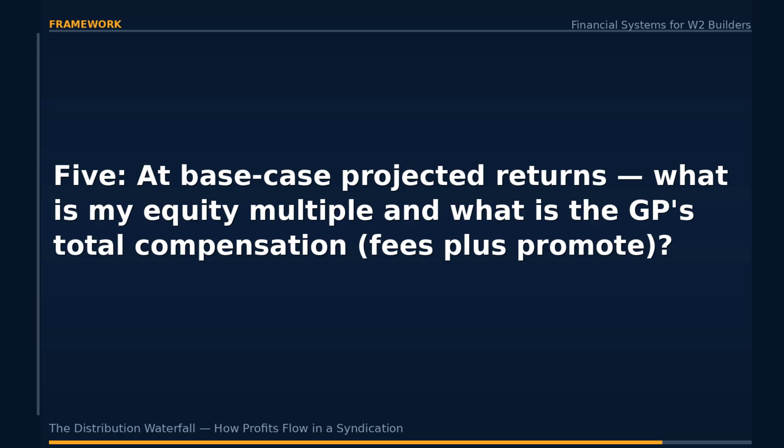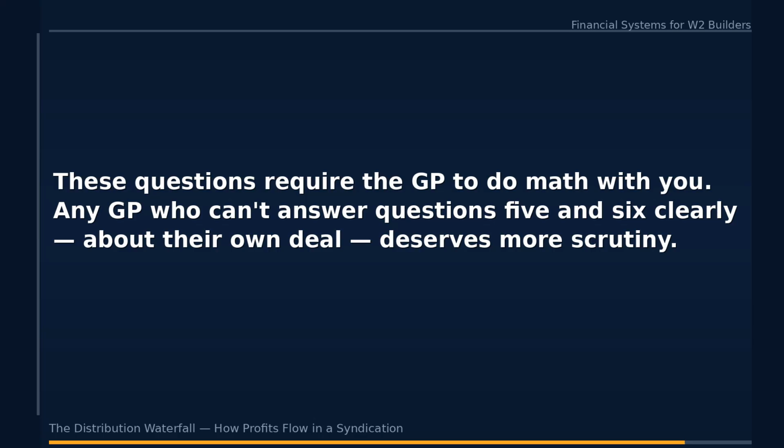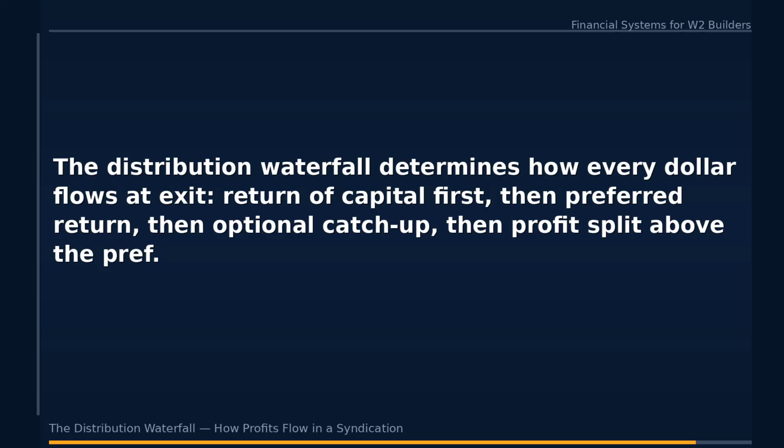5. At base case projected returns, what is my equity multiple and what is the GP's total compensation, fees plus promote? 6. At downside scenario, say 20% below projections, what do LPs receive? Does the GP earn any promote? These questions require the GP to do math with you. Any GP who can't answer questions 5 and 6 clearly, about their own deal, deserves more scrutiny.